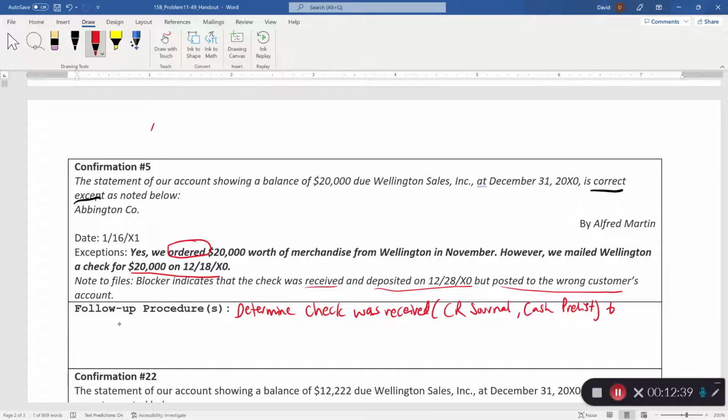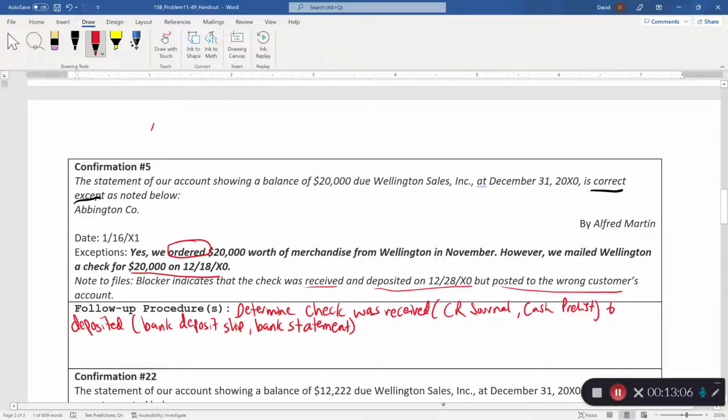And we want to confirm also that it was deposited. That's when we can look at maybe a bank deposit slip, or even a bank statement. Now it depends on how much they're bundling checks together and that kind of thing, whether you can tell. But if you have a cash receipts journal and a cash receipts pre-list, you kind of know what is deposited together. And then if you can see that deposit actually being made in the bank, then you feel comfortable, right?